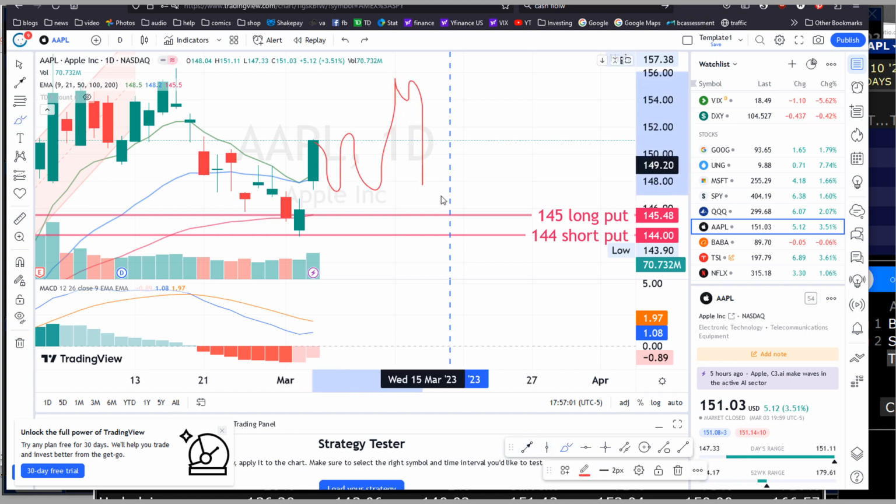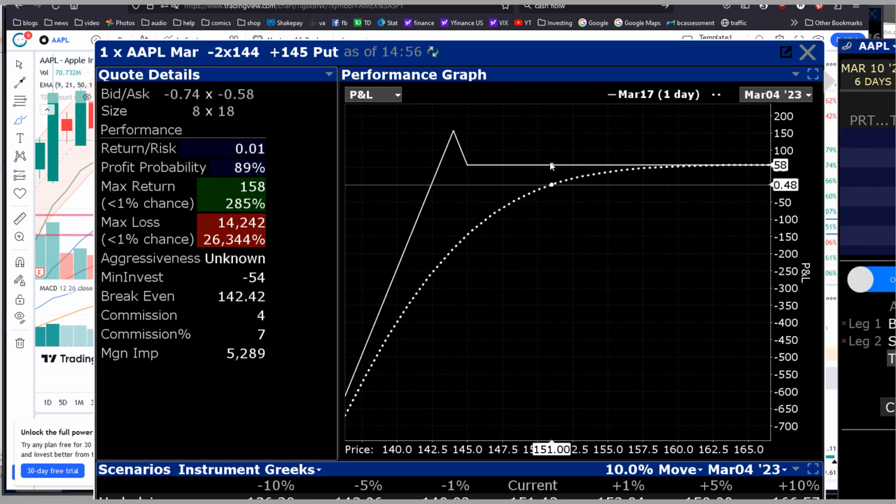So if Apple just goes up and down all around here, but it doesn't go below 145, then I just don't do anything. I let all the options expire worthless, because put options only have intrinsic value at expiration if the underlying is below them. But if Apple just stays above, then my long option as well as my 2 short options all expire out of the money. I basically collect the $58 in premiums, and that's it.